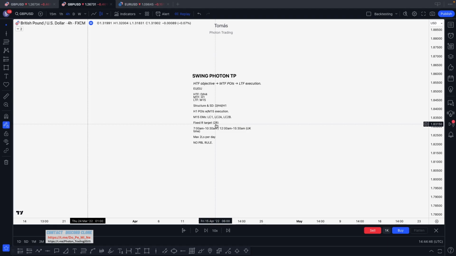Please try 3R, play with an Excel spreadsheet, and you'll see which is the best risk reward you can get.